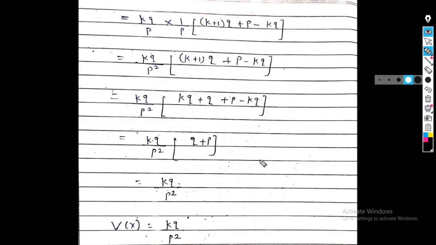So finally we get mean, that is expectation of x, is equal to kq by p and variance of x is equal to kq by p square.